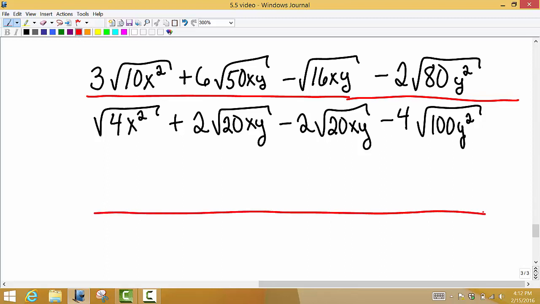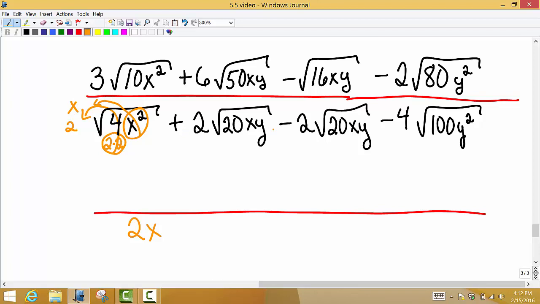I'm going to start at the bottom first. For square root of 4x squared, 4 is 2 times 2, so we have a group of 2, so we know we can bring one out. X squared, that is an entire group of 2, so we can bring one x out. So we get 2x. Nothing left underneath the radical, which is exactly what we want for that denominator.